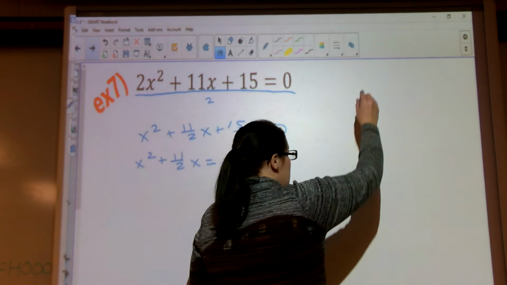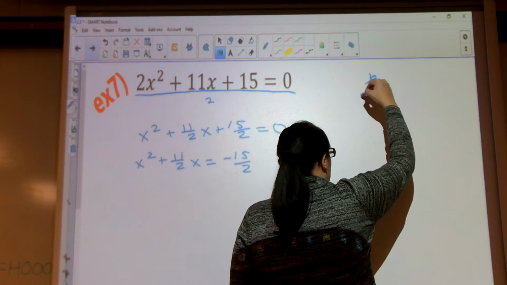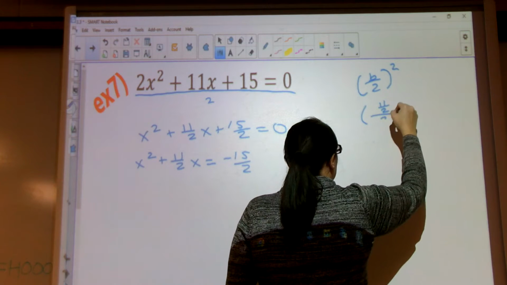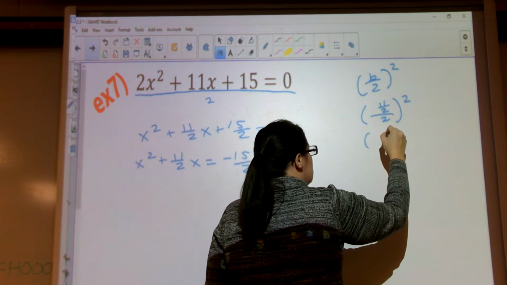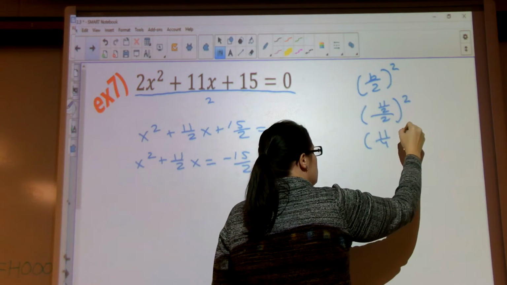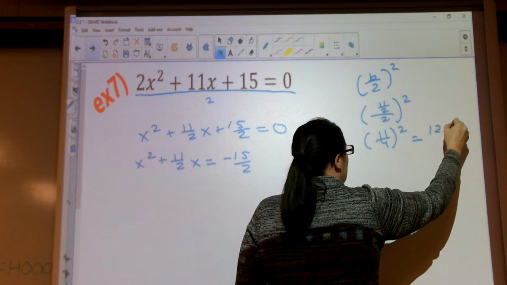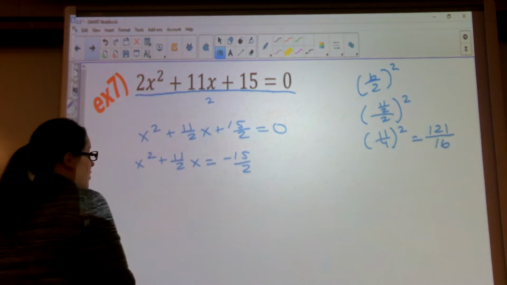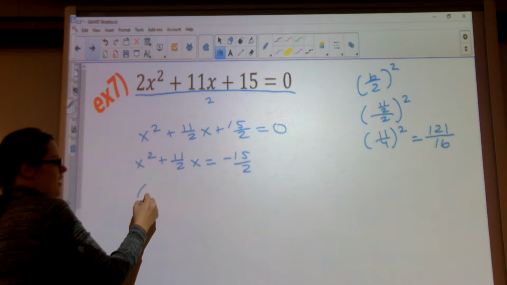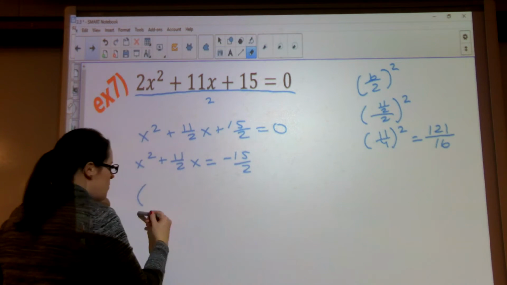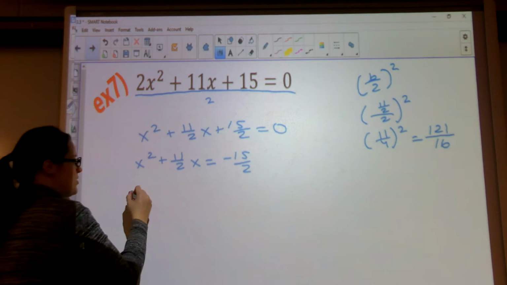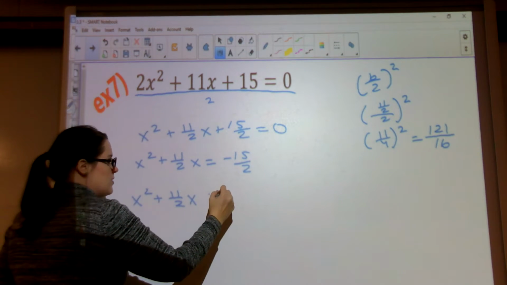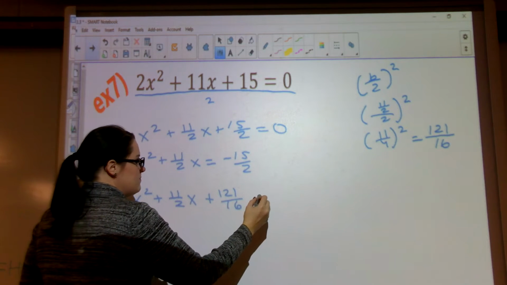Okay. b over 2 squared is 11 halves over 2, which is 11/4 squared, 121/16. And you do have a calculator. I'm just a math whiz, so I'm awesome at it. I get, add that to both sides: x squared plus 11 halves x plus 121/16.